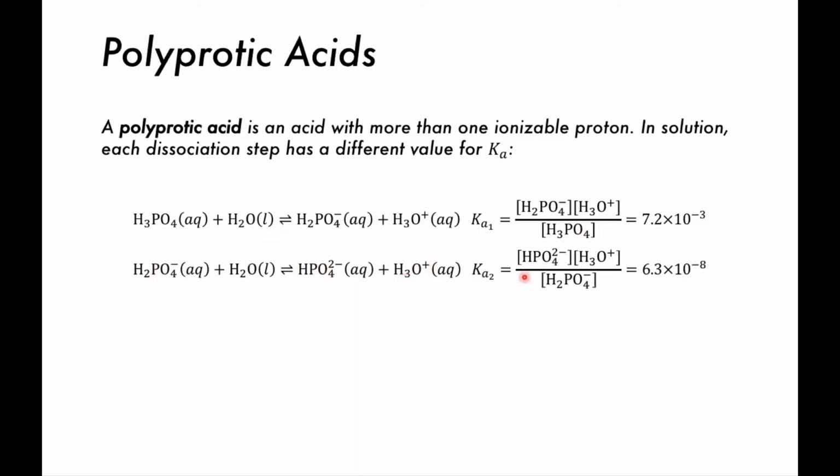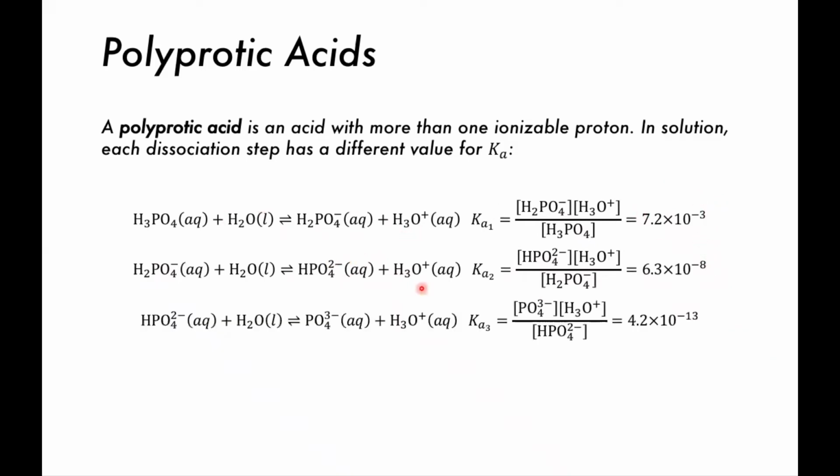And so this step then has a much lower Ka value. You can see here there's about a 5 order of magnitude difference. So it's much easier to remove the first proton than it is to remove the second. And then the third becomes almost impossible to remove, where this will form the phosphate, and then this will kick out a hydronium, and we will end up with a Ka3 equal to 4.2 times 10 to the minus 13. And so there's a 10 order of magnitude difference between Ka1 and Ka3.